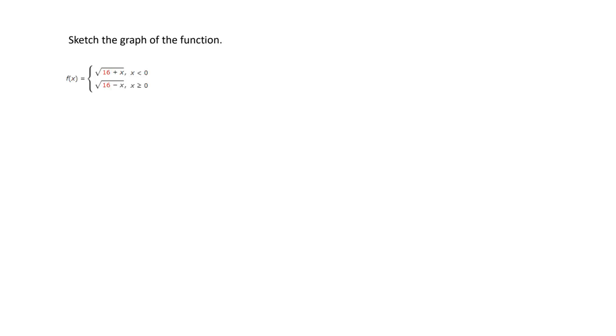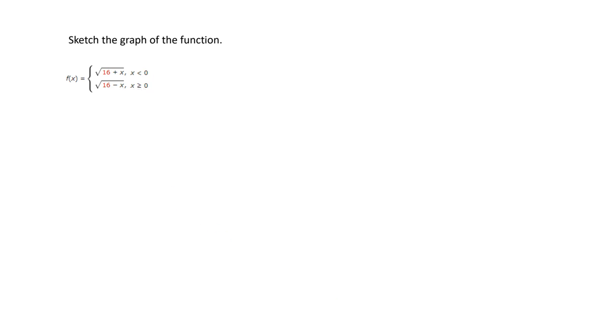Okay, so let's look at another graphing problem. So this one is, I apologize, my picture is a little small here, but there's some buttons up here top of my mouse. You can always make your screen bigger, and it's not going to change anybody else's screen. So here we want to graph a piecewise function. So we have the square root of 16 plus x when x is less than 0, and 16 minus x when x is greater than or equal to 0.